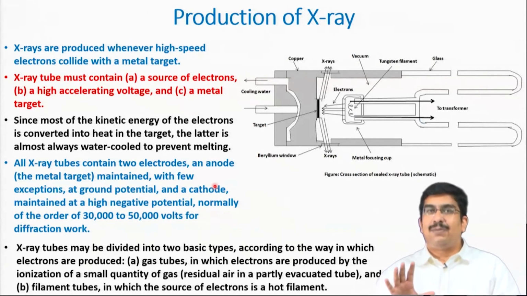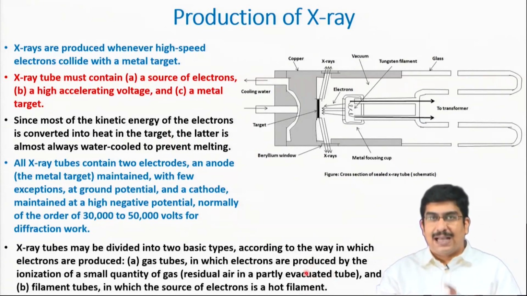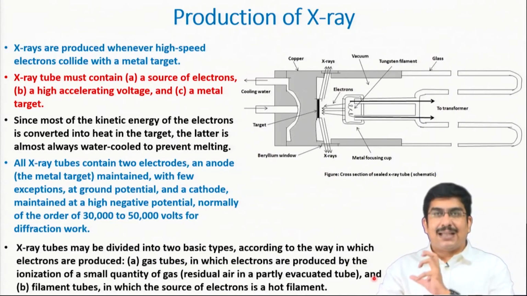Number one, it can be gas tubes, in which these electrons are basically produced by ionization of a small quantity of gas, usually residual air in a partly evacuated tube. So this is called gas ionized or gas tubes, where a gas is ionized and an electron flow is created, or the free electrons are created.